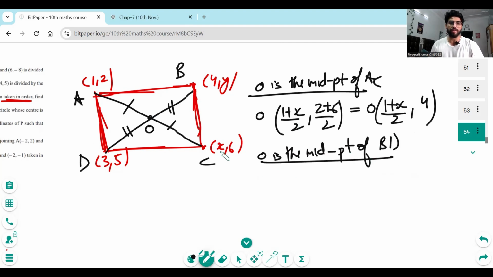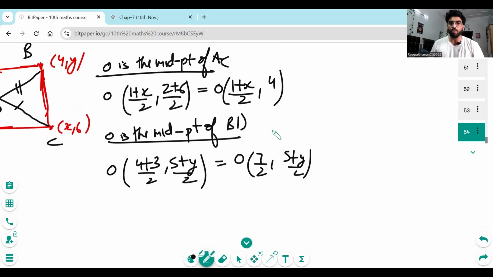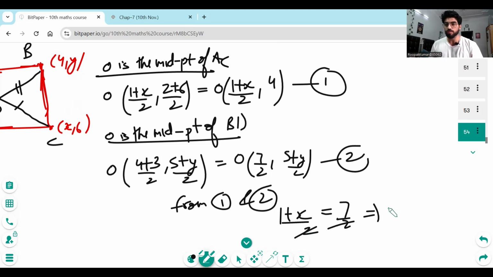And if it is the midpoint, then you can have again O as (4 plus 3)/2 and (5 plus y)/2. So this will become O (7/2, (5 plus y)/2). Now these are the coordinates of the same point. That's why they can be put equal, because these are the coordinates of O, both are the coordinates of O. So from 1 and 2 you can say that (1 plus x)/2 is equal to 7/2. 2 will cancel out with 2. So x will come out 7 minus 1, which is 6.